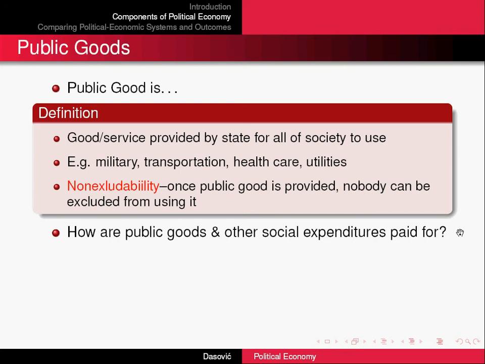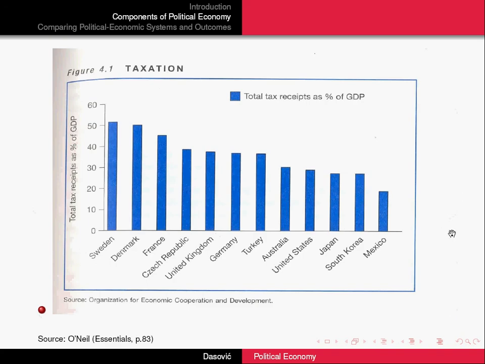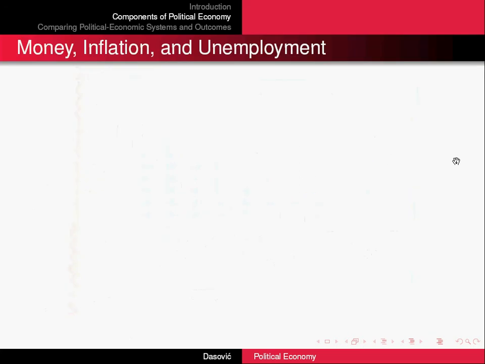So how are public goods and other social expenditures paid for? Obviously taxation. Oliver Wendell Holmes, former justice, argued that taxes are the dues we pay for civilization. As we see, there are different taxation rates in different countries, from very high in Sweden to much lower in Mexico, the United States, and Japan. These are total tax receipts as a percentage of GDP.